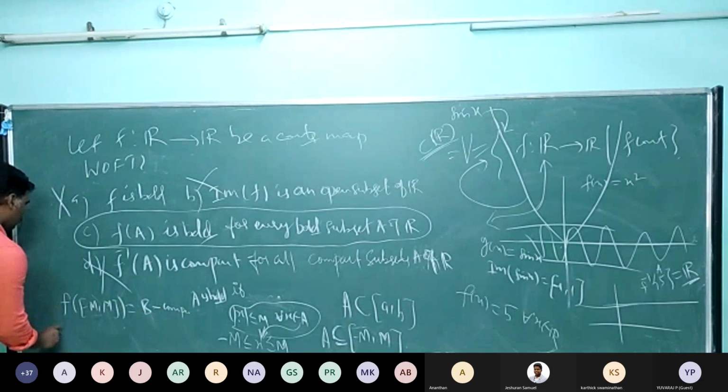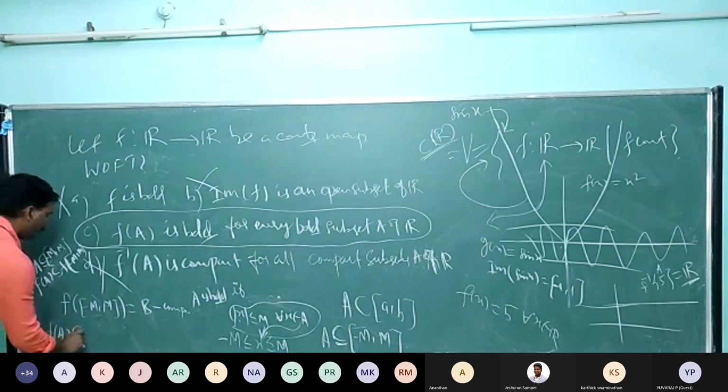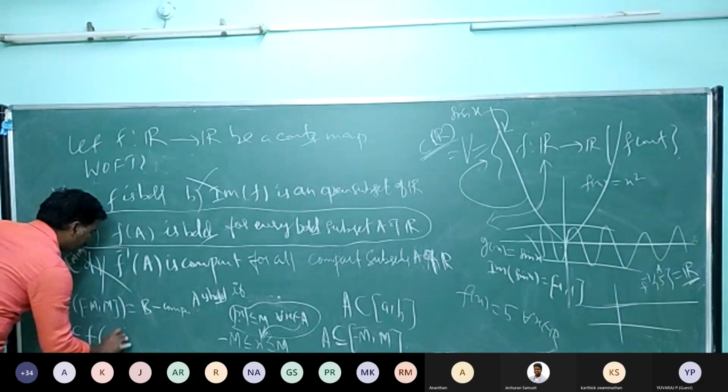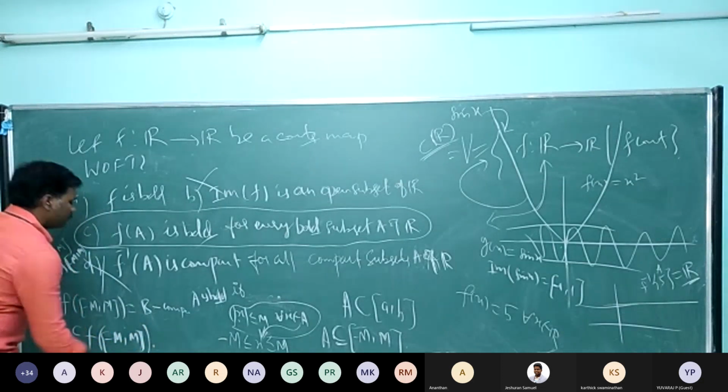Okay. What can I say about F of A? A is a subset of minus M2 plus M. So F of A is a subset of F of minus M2 plus M. Is it correct? It's a bigger set. A is a smaller set whose image lies clearly contained in the bigger set's image. So F of A is completely contained in B.